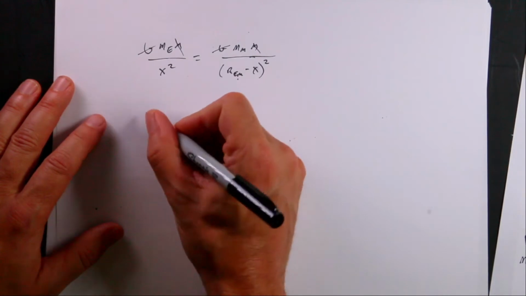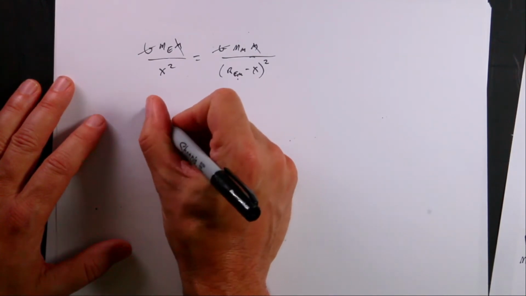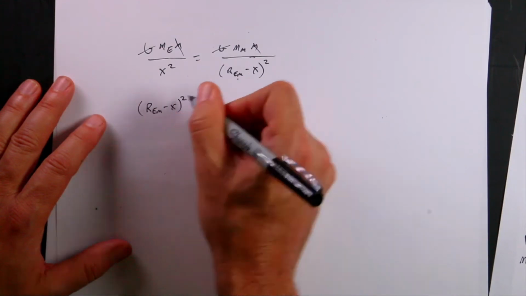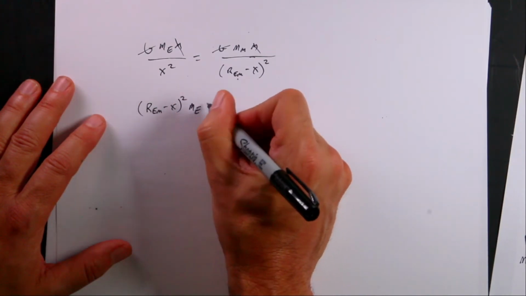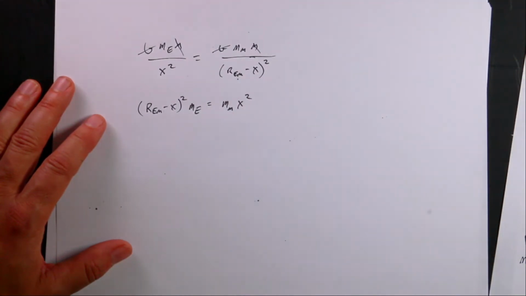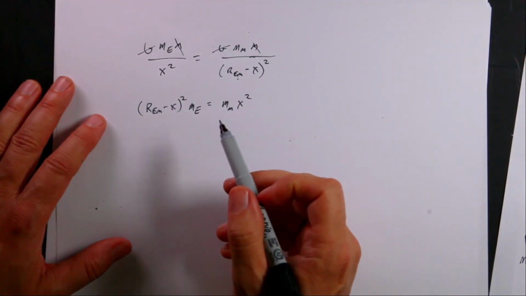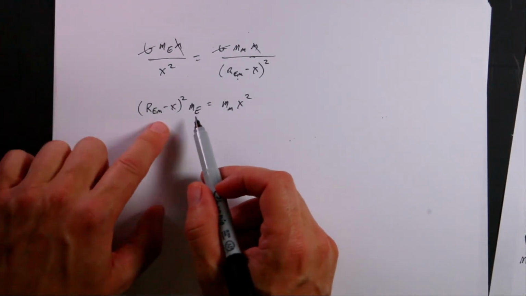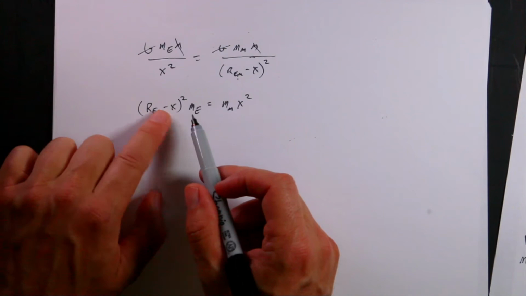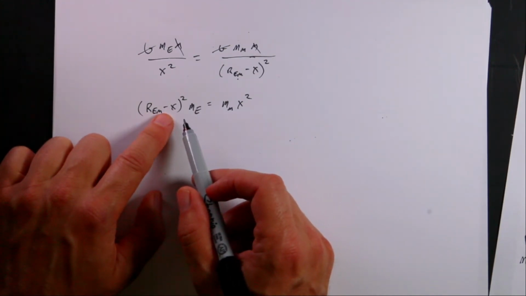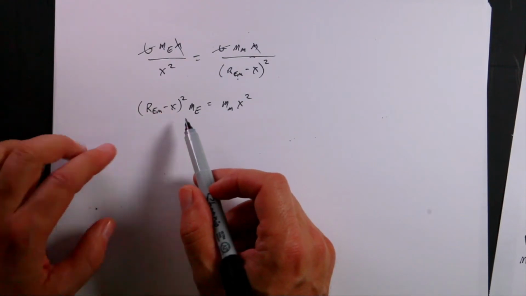So I get (R_EM minus x) quantity squared times the mass of the Earth equals the mass of the moon times x squared. I want to solve for x, right? But I can't get x on one side because I have this term in here. So let's do some tricks. What if I take the square root of both sides?